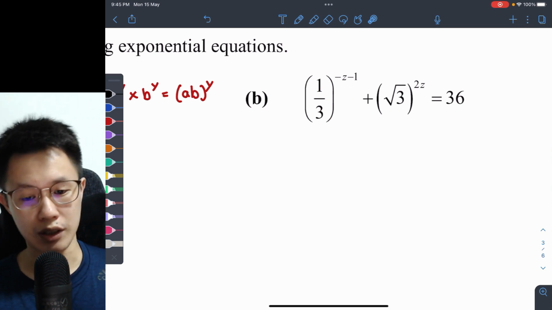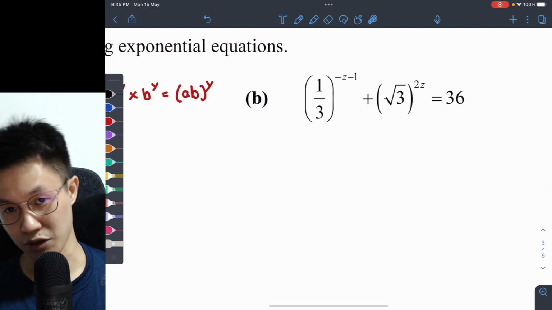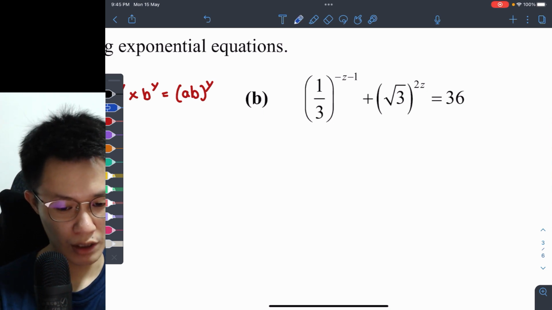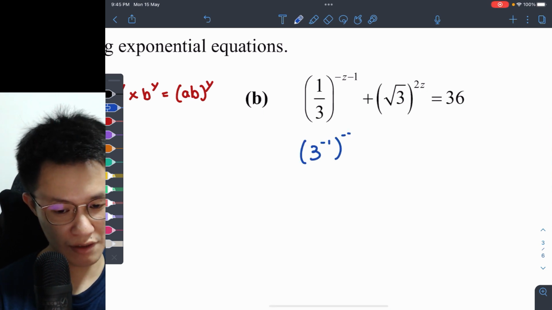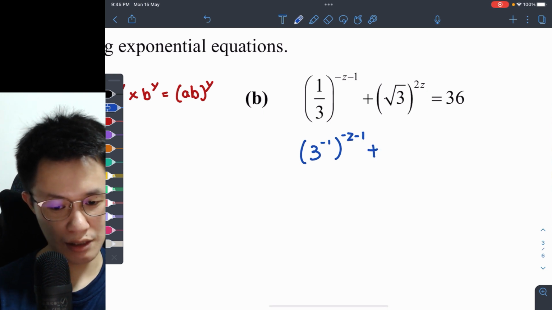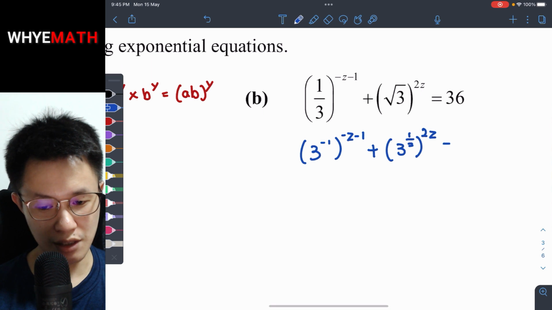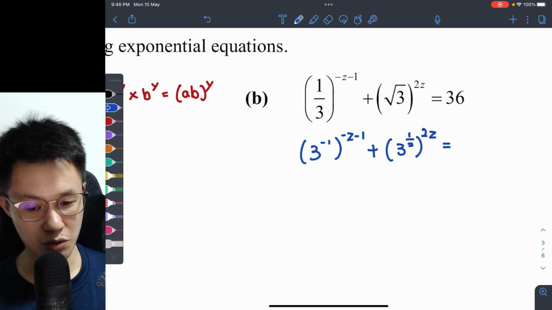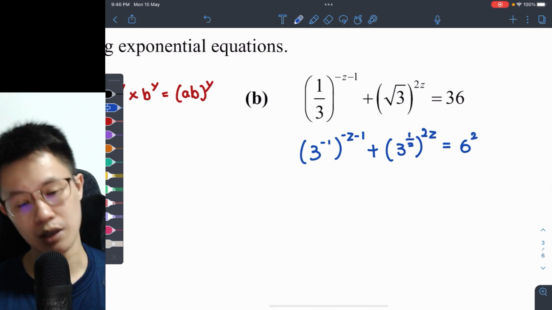So 1/3, square root 3, and this 36 may seem a bit challenging, but we will see how this goes. From here, firstly, 1/3 is in fact 3 to the power -1, so this is 3 to the power of -(z minus 1), plus square root 3, which is in fact 3 to the power half, to the power 2z. Now this equals 36. I know 36 can be a little bit tricky, because we're dealing with 3, so we are not exactly sure what we're going to do here, but just go with faith first and work out something.